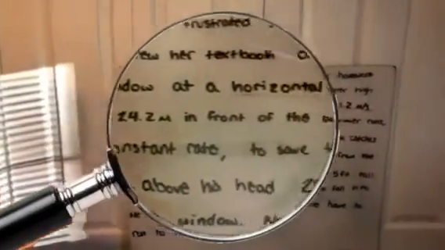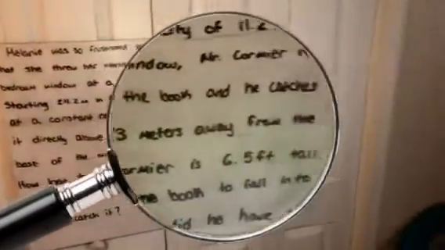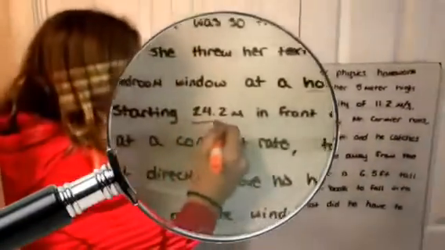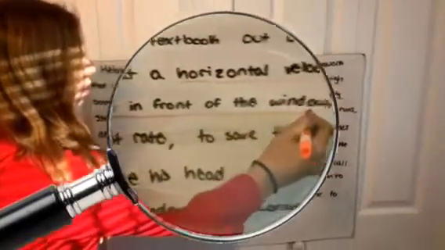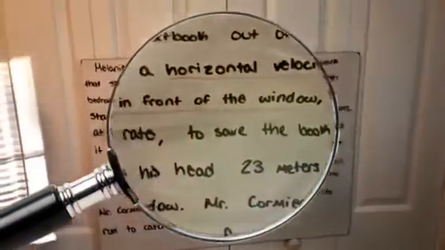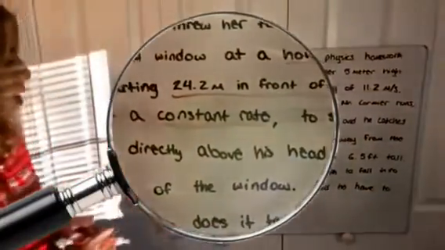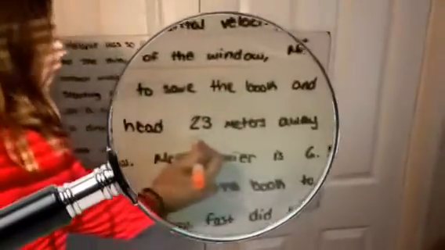Next sentence. Starting 24.2 meters in front of the window, Mr. Cormier runs at a constant rate to save the book, and he catches it directly above his head, 23 meters away from the base of the window. The information that we need in this sentence is 24.2 meters in front of the window is where Mr. Cormier was. We need to know that he ran at a constant rate, and we need to know that he caught the book 23 meters away from the base of the window.